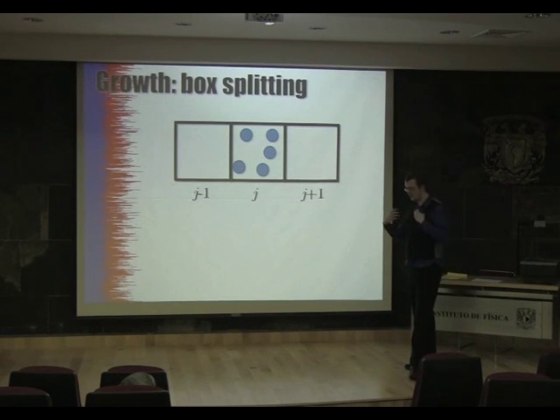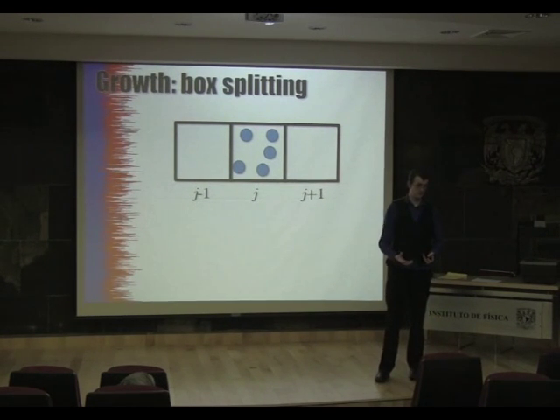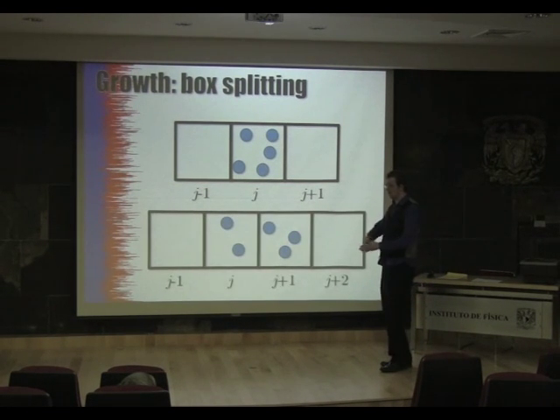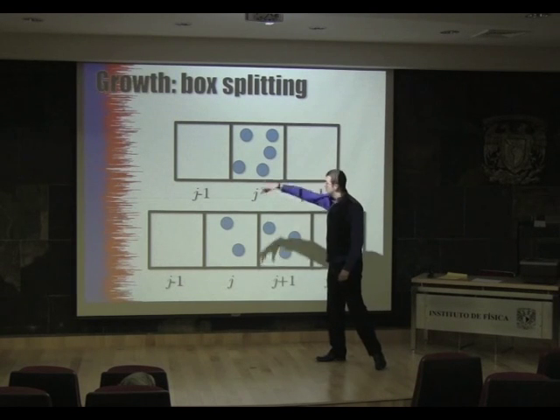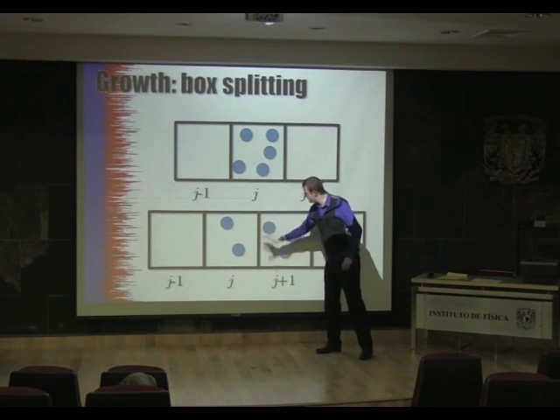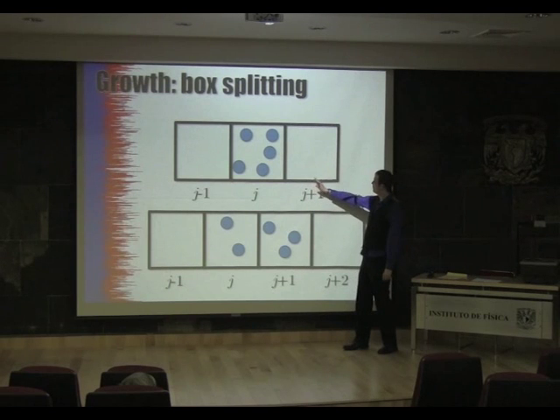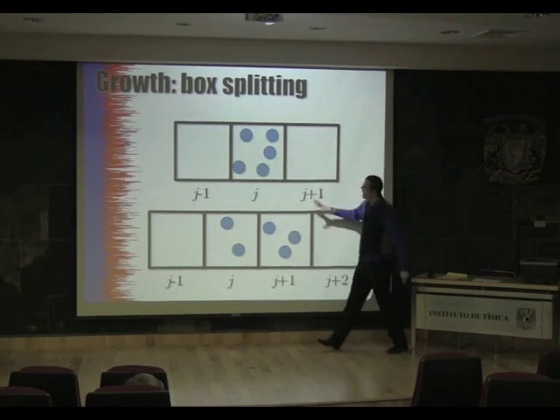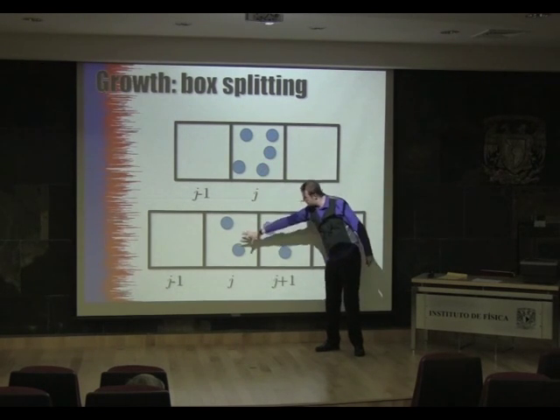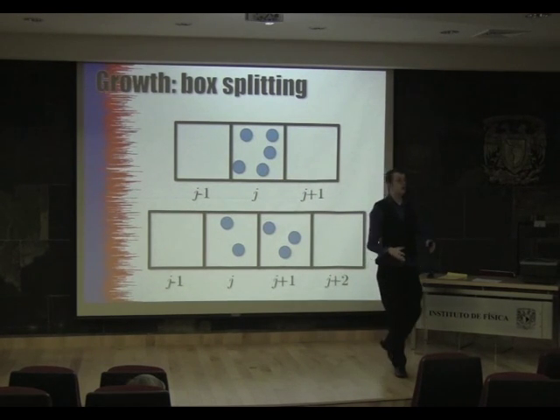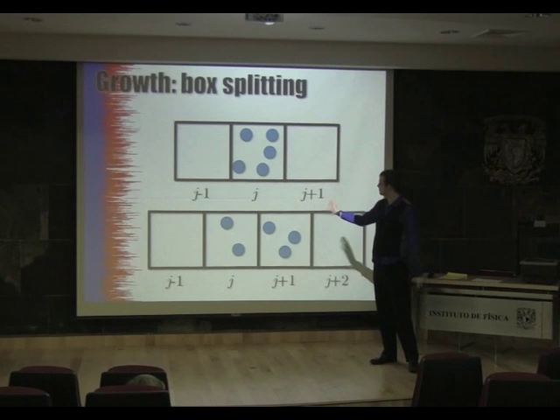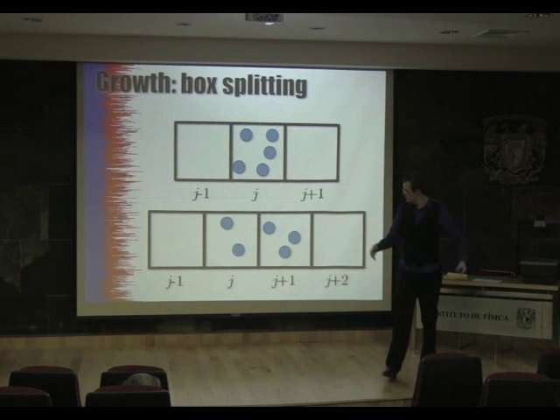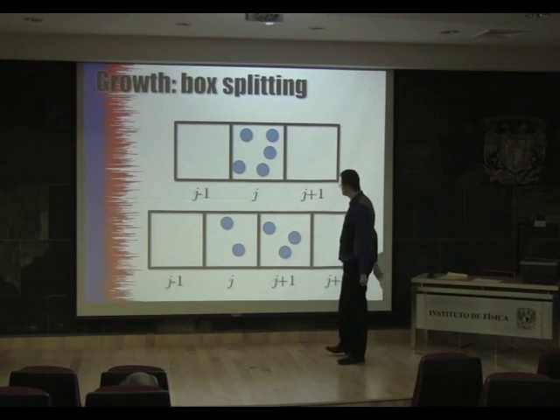How do we define a growing mechanism? Well, one possible way is to, at some point, say, I'm going to have a growth. I pick a box at random, let's say the jth box. I split it, so I insert a new box. I renumber all the other ones, so this one now becomes j plus 2, j plus 3, etc. And all the particles that were in box j, I split to give me a roughly even distribution between the two. The way you actually split the particles doesn't really matter, as long as you're consistent.